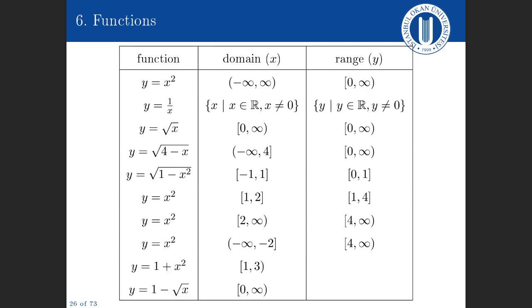And a final 2 functions, y is equal to 1 plus x squared. If x is between 1 and 3, y must be between 2 and 10. These are half open intervals. And the final function, if y is 1 minus the square root of x, and x is between 0 and infinity, then y must be between -infinity and 1. I'll leave that one for you to think about.